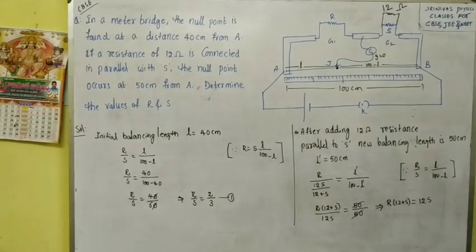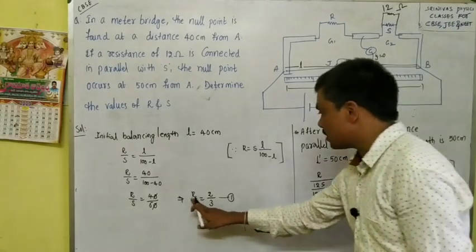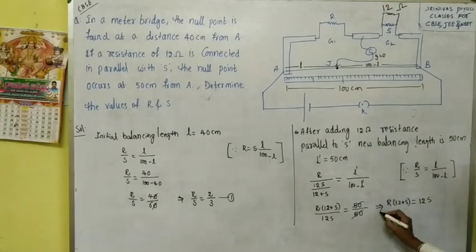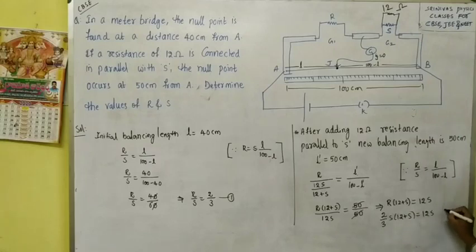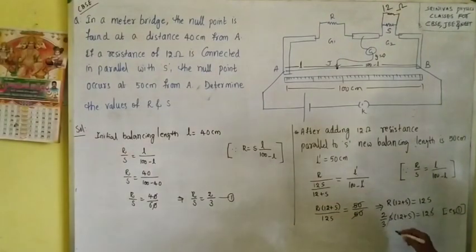Now we want to find out S. For that, in place of R we write the formula from equation 1. From equation 1, R is 2S by 3, so you write 2S by 3 here in place of R. This S will cancel, and then from this 2 6 we will get, and then 12 plus S is equal to, finally, 3 6 18.